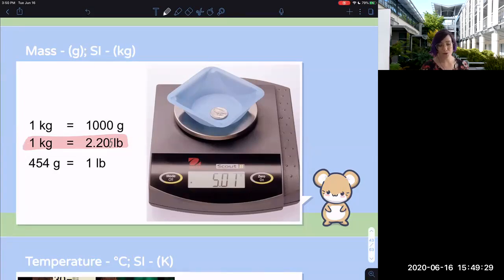It's also helpful if you're weighing stuff out in the kitchen and you need a pound of something, it's 454 grams. Depending on what kind of cookbooks you're using, if you're using a cookbook from a different country, you may be asked to measure something in grams instead of pounds.